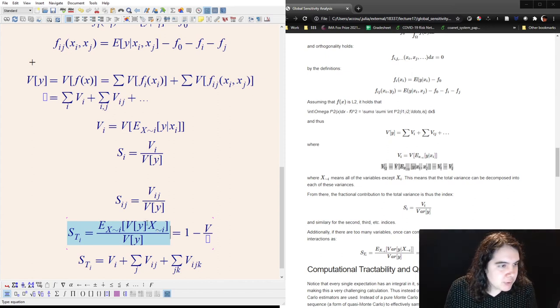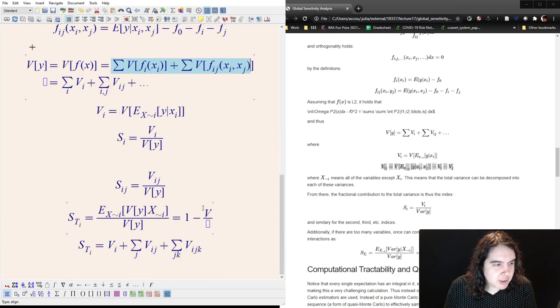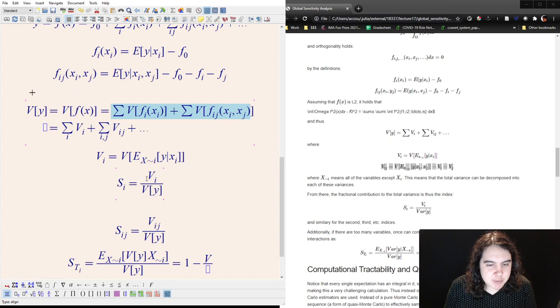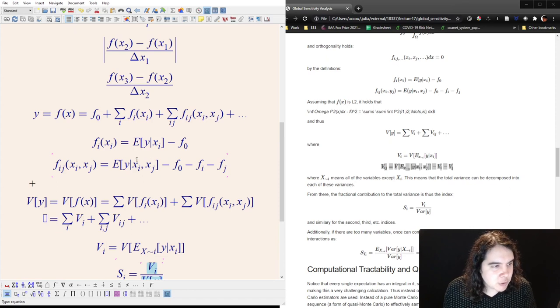So all we need to do in order to do Sobol's sensitivity analysis is we need to be able to calculate a lot of these expected values. And then if we can calculate the expected values, we can get the variance due to the ith term. And then we can take the percentage of the variance explained as just the ratios of these VIs. And so Sobol sensitivity analysis is all about calculating these quantities.